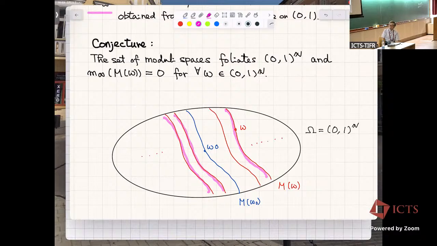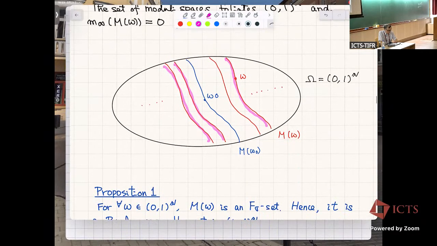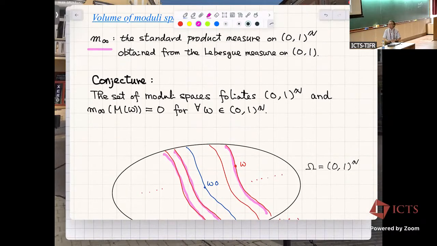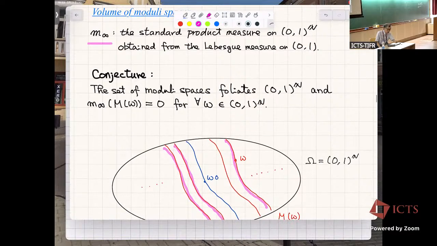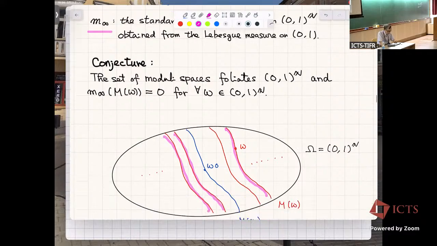And to prove this conjecture, we use some ergodic theory, right? You may know that ergodic theory is super measure theory. I mean, ergodic theory deals with the measure of sets and measure of functions and maps. So to use ergodic theory, everything has to be measurable. So first of all, we have to show that our moduli space is measurable, right? So how do I prove this one?